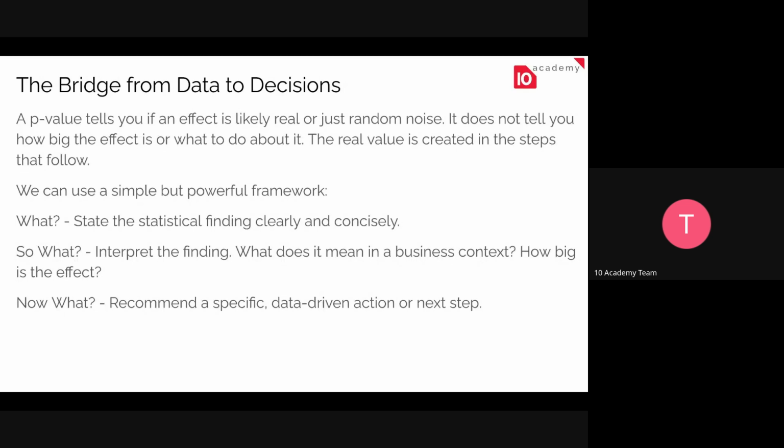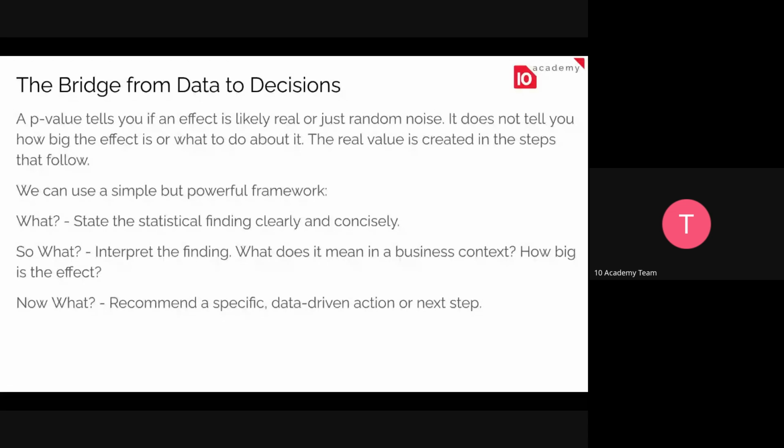Understanding what the p-value does and using it correctly is very crucial, because just depending on the tests to reject or accept a hypothesis is not ideal or a good thing to do. I just wanted to highlight that. It doesn't tell you how big the effect is, or what to do about it. The real value is created in the steps that you follow after you have got the p-value and the result from the tests. Having answered these questions is going to help us identify or create the real value.